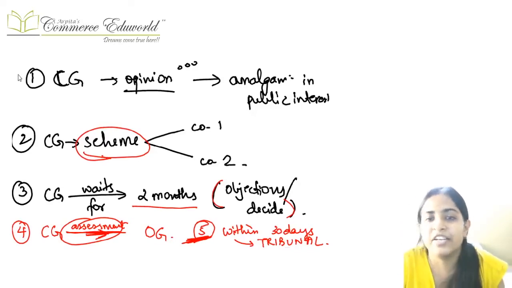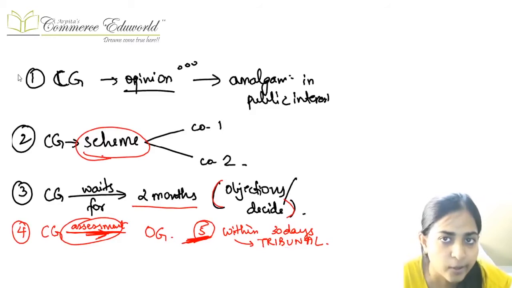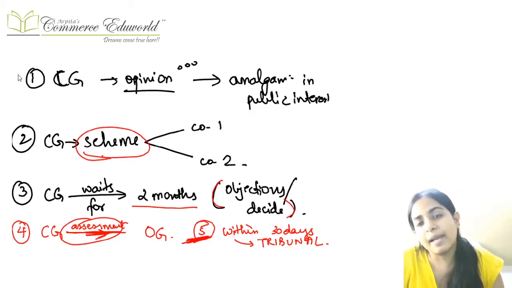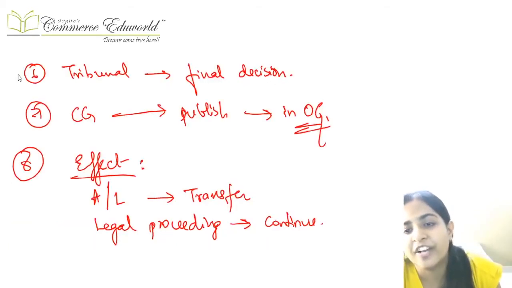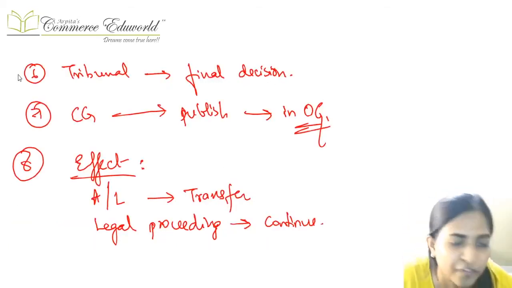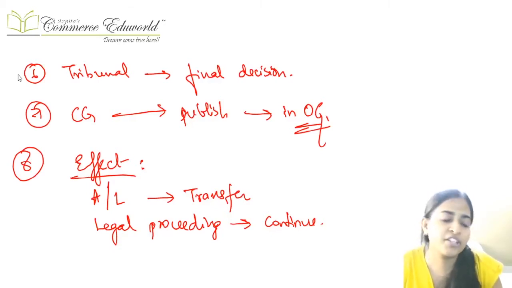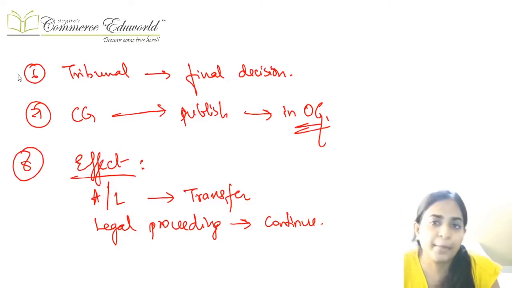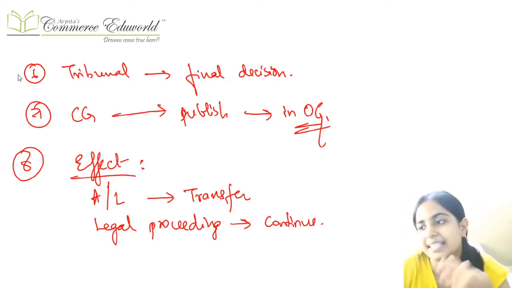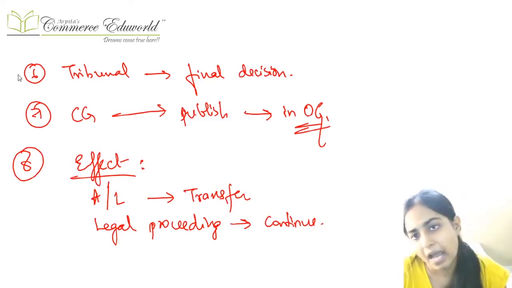Right, if any member of the selling companies does not agree with this particular calculation, then they can go and file an appeal before the tribunal within a period of 30 days. Once the decision of the tribunal is out, that is full and final, and then only CG will publish the final scheme in the official gazette. And then only the merger or amalgamation can happen, that is, transfer of assets, liabilities, legal proceedings, etc. Only after that can it happen.